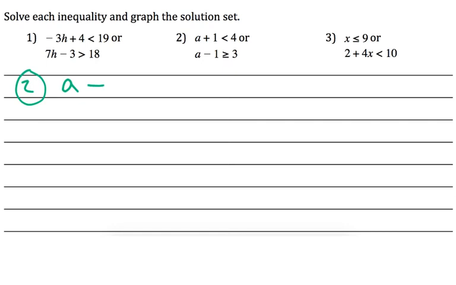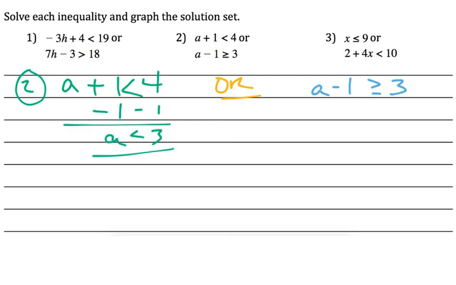Okay, a plus 1 is less than 4, or a minus 1 is greater than or equal to 3. In the first equation, let's subtract 1 from both sides, and a is less than 3. Let's think about that. 0 plus 1 is less than 4. We're good there. I can also check 3. 3 plus 1 is 4, and that's right there at that crossroads.